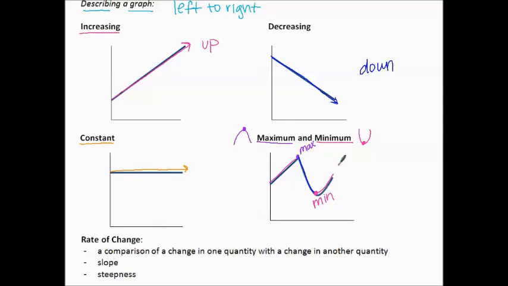Rate of change is a comparison of change in one quantity with a change in another quantity. It's also known as slope or the steepness of the graph. We will talk about rate of change more later in this unit, okay? But our steepness is what we want to look at.